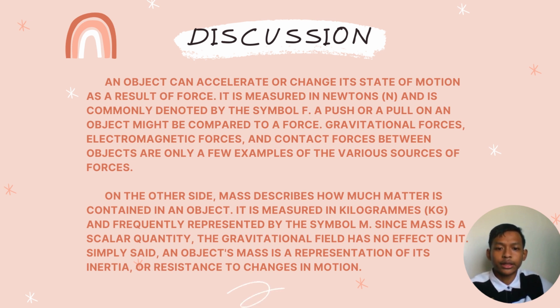It is measured in kilograms, kg, and frequently represented by the symbol m. Since mass is a scalar quantity, the gravitational field has no effect on it. Simply said, an object's mass is a representation of its inertia, or resistance to change in motion.